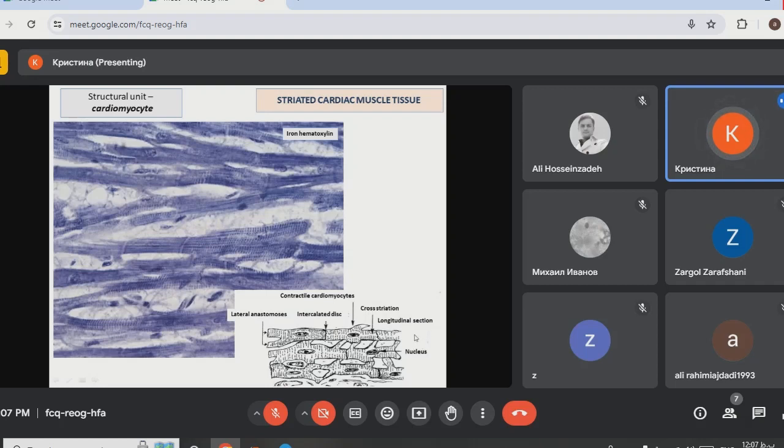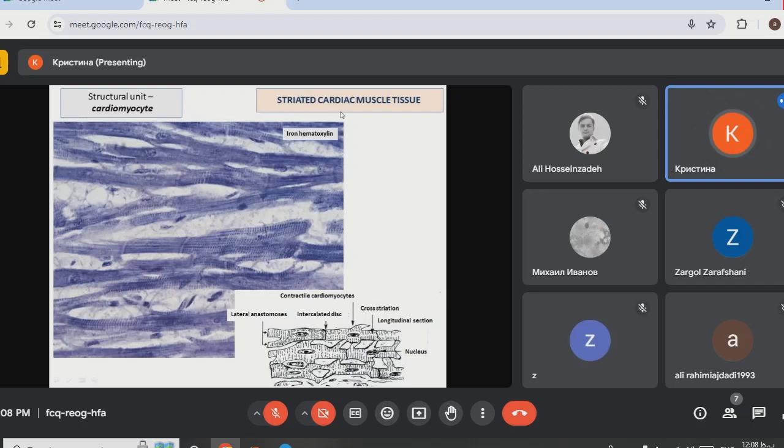And this network is needed to provide the contraction of all the myocardium, of all the cardiac muscle cells together, because they should contract together to perform the function of the heart, to pump the blood. So these anastomoses allow the cardiomyocytes to pass the impulse from one cell to another cell, which allows them all to contract simultaneously.